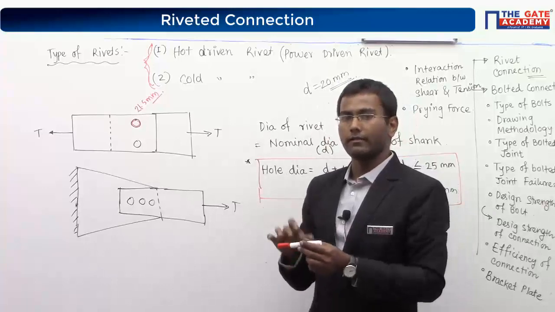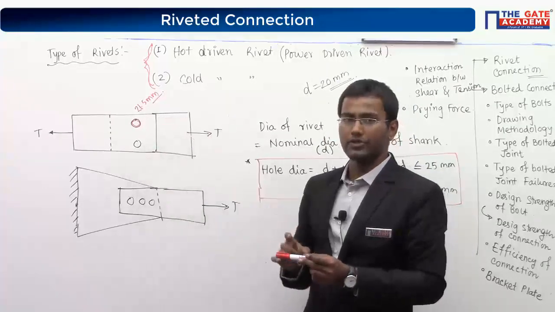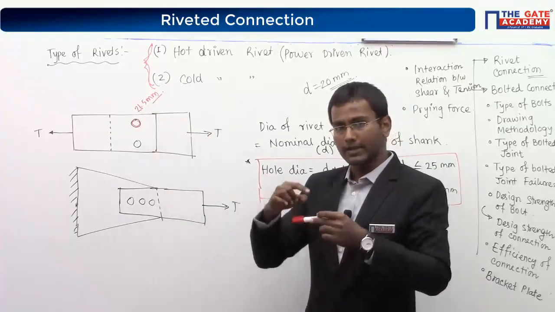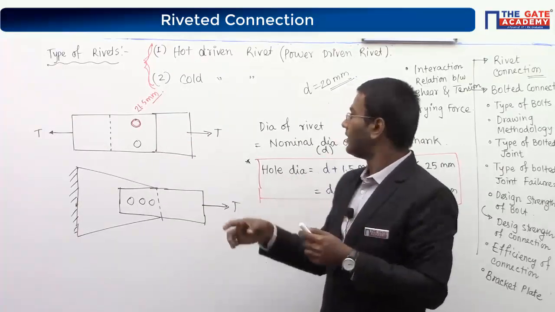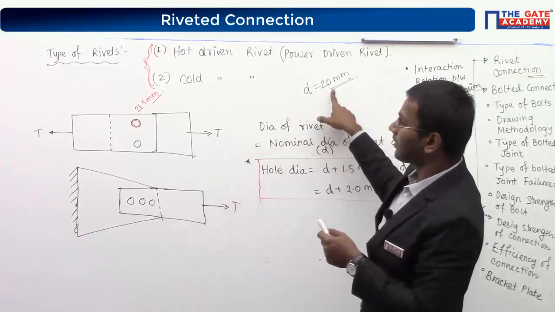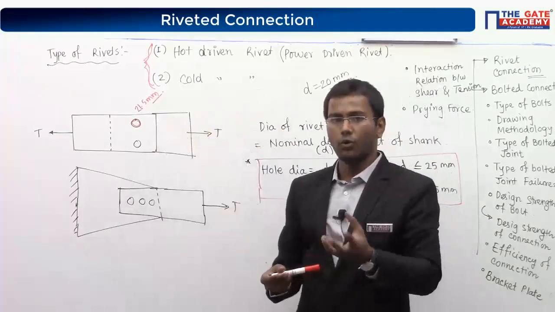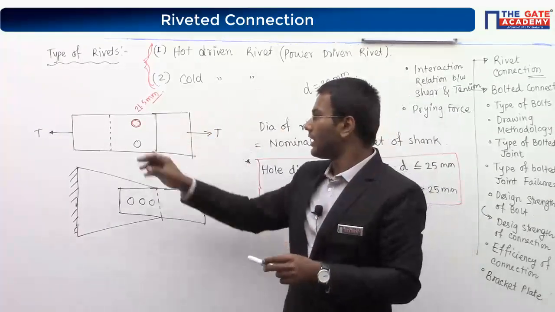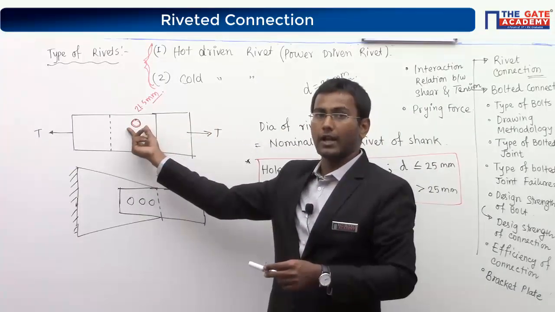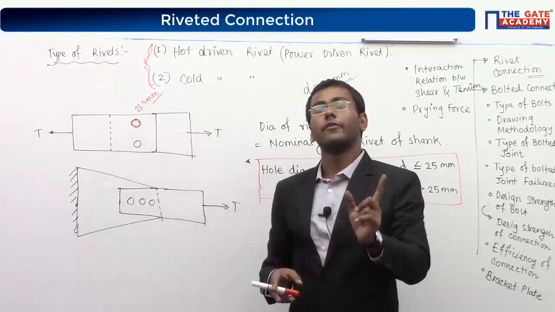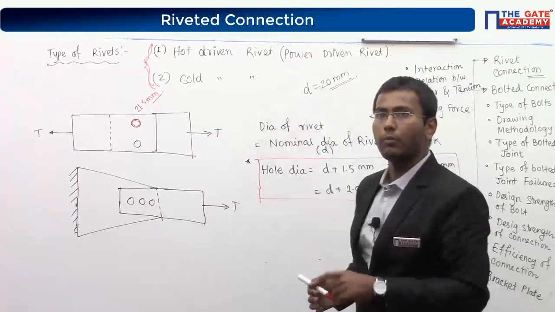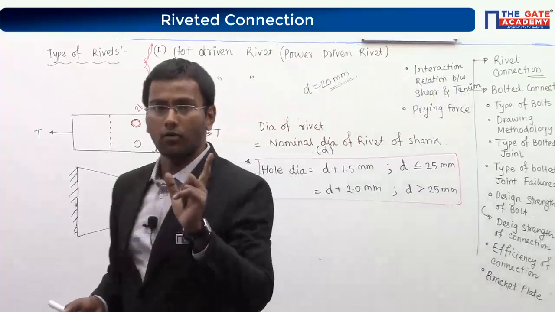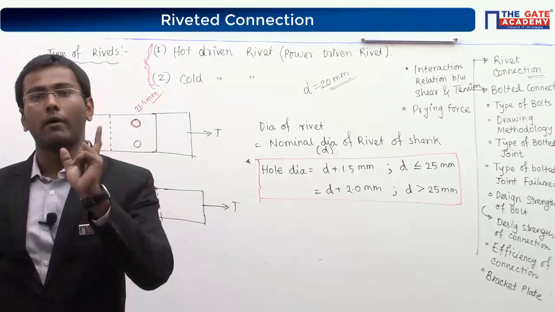So when the riveting is done with the increased temperature of the rivet, it means the diameter of the rivet is increased. So initially it was a 20 mm diameter rivet, but now it is increased some more. So what happens? It will be a tight one, right? So in that condition, if we do the riveting, it is known as hot driven rivet or power driven rivet. The word power driven rivet is important.